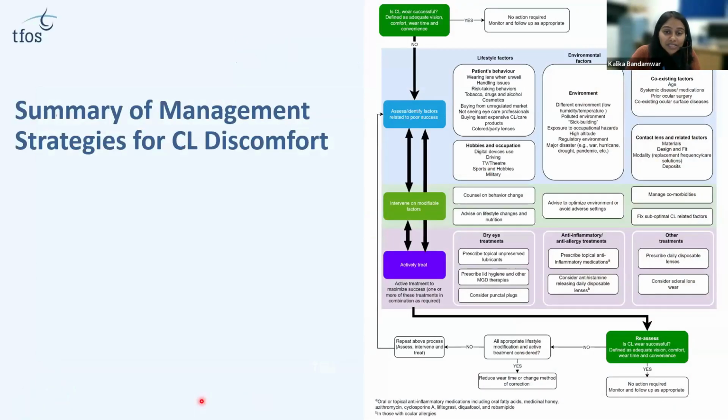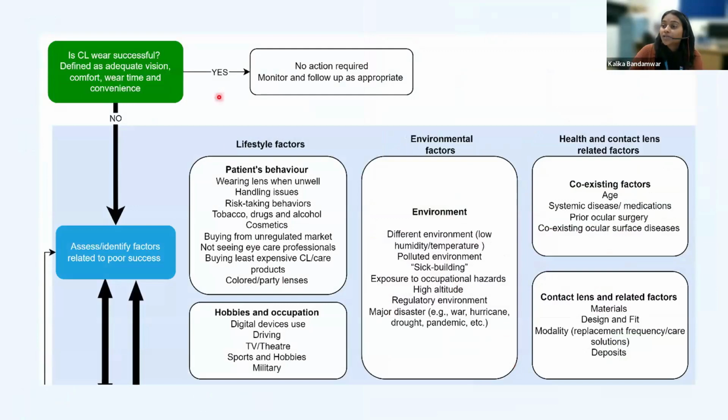In the paper, you would notice we have this really amazing figure that summarizes management strategies for contact lens discomfort. If I could bring your attention to these three segments, the one in blue, the one in green, and one in purple. There are bits on the top and bits on the bottom. I will be describing them in a bit. If the contact lens wear is successful, obviously we don't want to make any changes. However, if it is not successful, that's when we get into management strategies to make this successful.